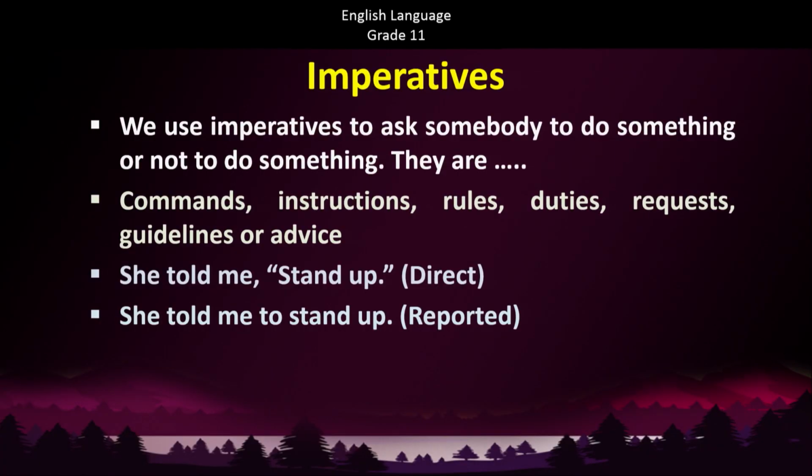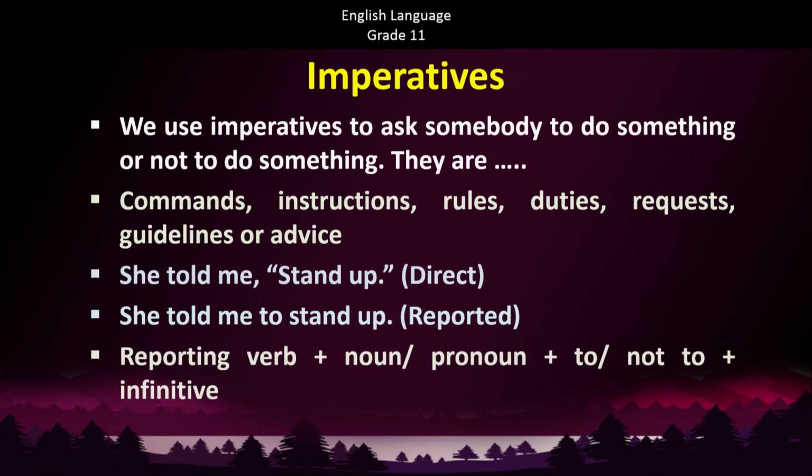Look at this imperative. She told me, "Stand up." It is in direct speech. When you convert an imperative into indirect speech: she told me to stand up. Look at this. It's very simple. You have to use the reporting verb. What is the reporting verb? We call this one the reporting clause. "She told me" is the reporting clause. So, a reporting verb should be used in the sentence. She told. Then you have to use the noun or the pronoun. The reporting verb should be followed by the noun or the pronoun. She told me. Then you have to use the word "to."